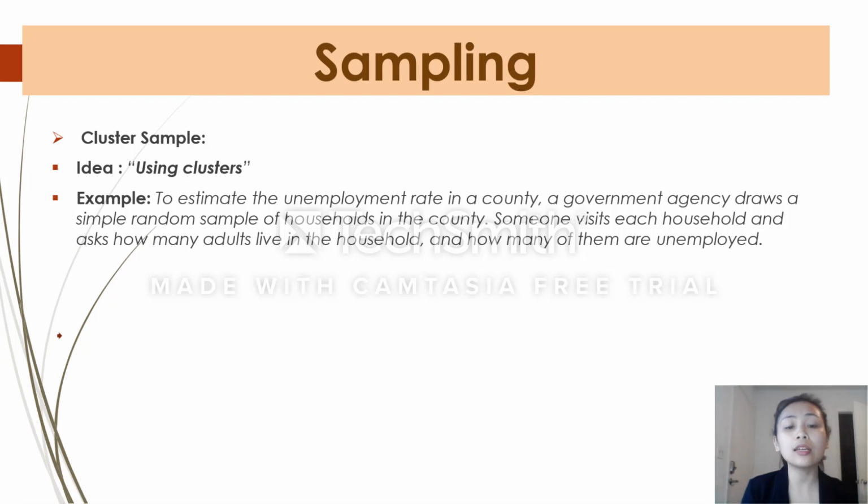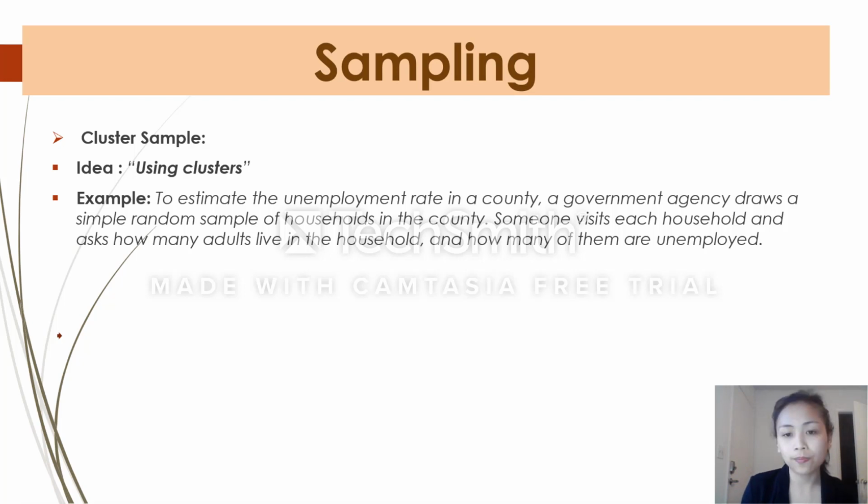To estimate the unemployment rate in a county, a government agency draws a simple random sample of households in the county. Someone visits each household and asks how many adults live in the household and how many of them are unemployed. So in this situation, the county has maybe 1,000 households. The investigator is not going to collect all of these 1,000 households. They just choose some households.